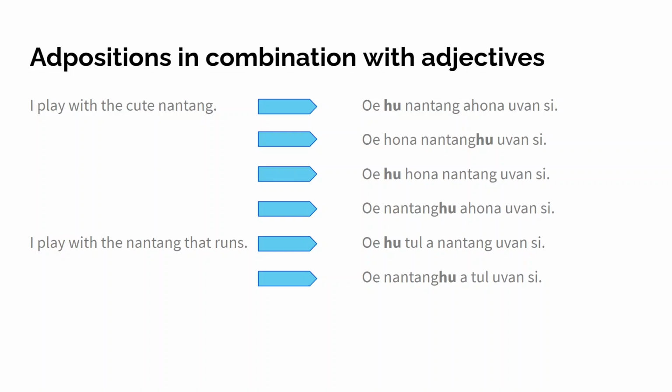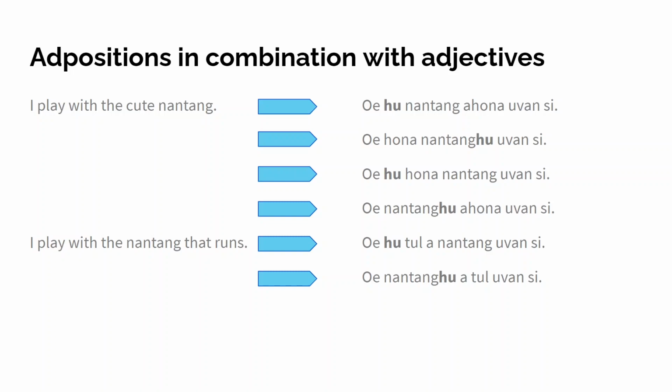But of course, what is more interesting is what happens when they actually get into contact with each other. And this is the other 2 examples. Oe hu hona nantang uvansi. So here you see the hu is this time in front of the nantang. The adposition is in front of the nantang. And then the hona, the adjective, goes in between because it has to be closer to the noun in this case. Oe hu hona nantang uvansi.